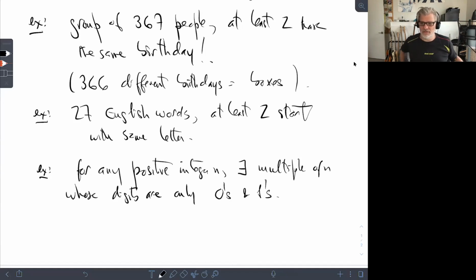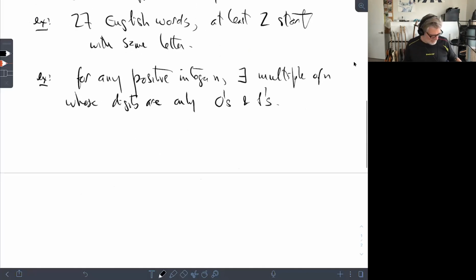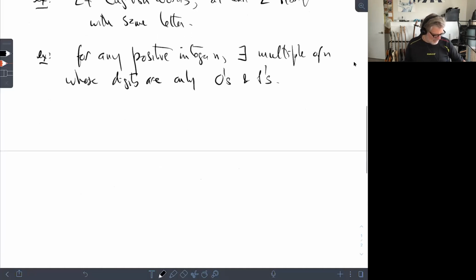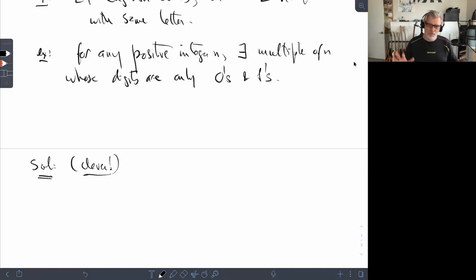If you try to prove this without the hint of the pigeonhole principle, it might be very difficult. Even knowing that you should use the pigeonhole principle, it is not so obvious. So let me show you how this works. It's pretty clever. Okay, so here's the trick. We have a number n, and I want to find a multiple of n which can be written down with only zeros and ones.